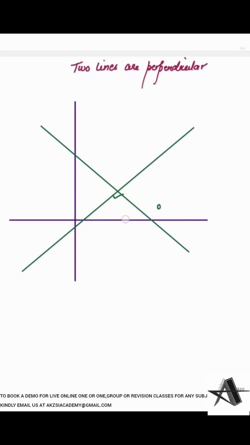But it's not even in our syllabus, so leave it, and directly remember that this is m1, the gradient of the first line, and this is m2, the gradient of the second line. Their product is -1. So m1 into m2 equals -1 is the condition when two lines are perpendicular. So you have to learn these two things. When they are parallel, their gradients should be equal. When they are perpendicular, the product of their gradients should be -1. Now let me do some questions on it so that we can get a better idea.